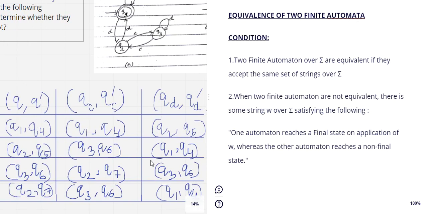And if you don't find such pairs, just like in this question where I have completed the entire table and scanned all the pairs and didn't get a final, non-final combination or a non-final, final combination, then I can say that these two machines are equivalent to each other.